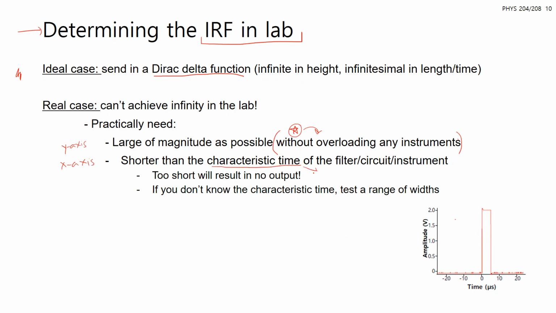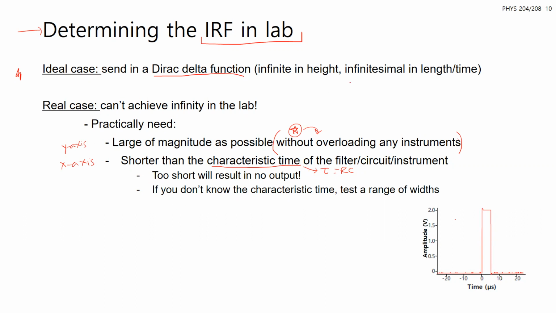So when we're talking about the low-pass filter, your time constant of your filter, circuit, or instrument. So you should have some rough idea of what your characteristic time should be if you constructed the circuit yourself. So you can guess, or you can at least approximate and choose something that is comfortably lower than that characteristic time.